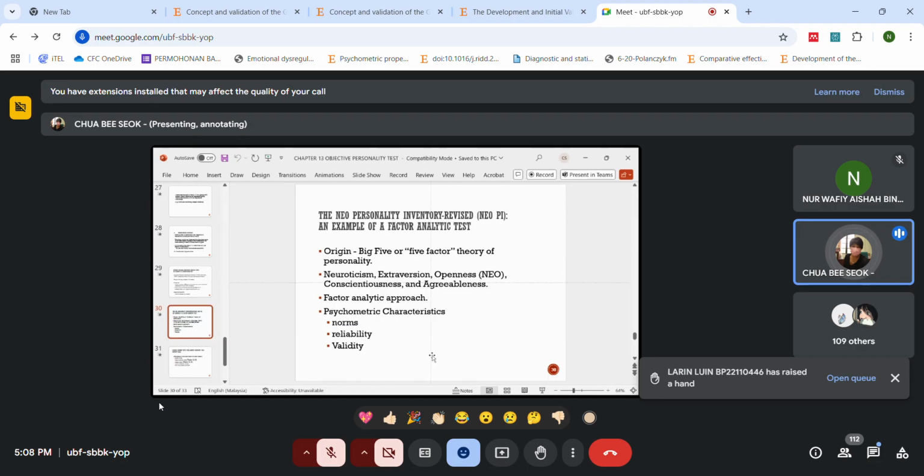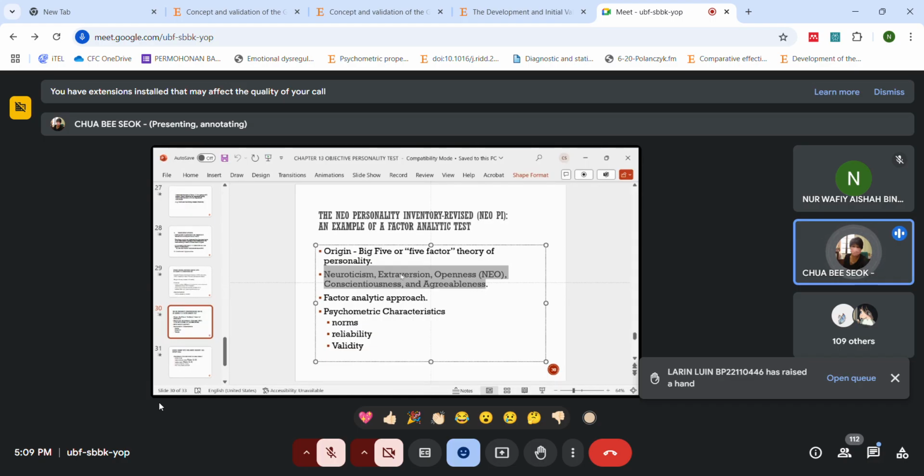After they developed the test, they collected the data, then they did analysis using the factor analysis approach. After they ran the factor analysis, 5 factors came out. That's why they call it the five factor inventory, the NEO personality inventory. So this is based on factor analysis. After they ran the analysis, they had 5 factors.